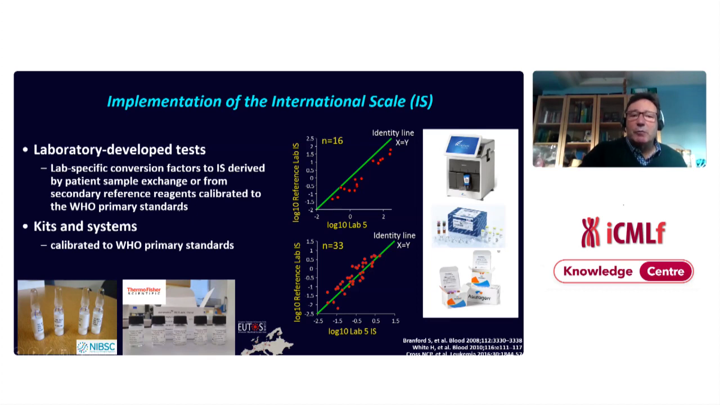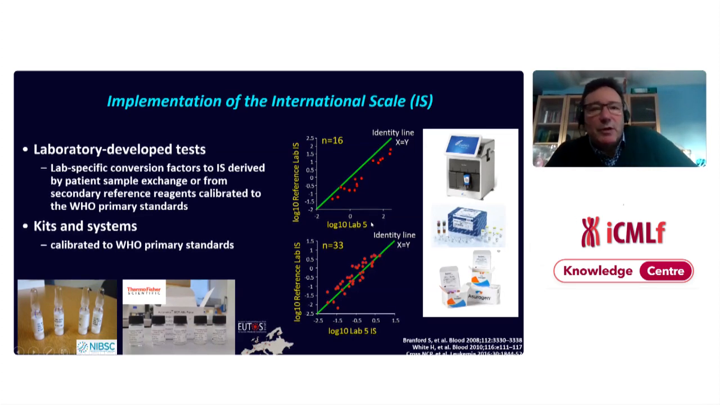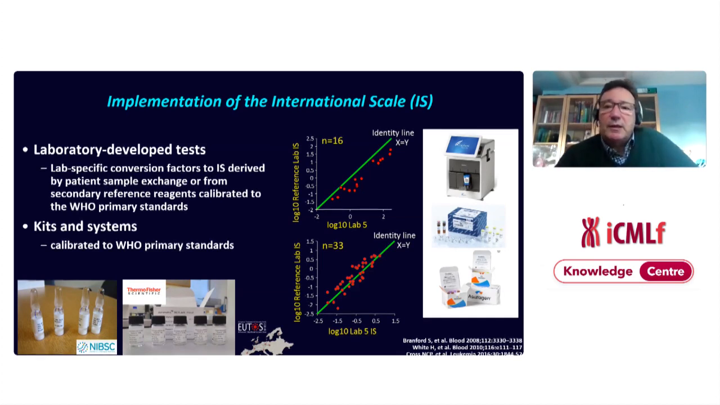More recently in Europe, we've been doing this using calibrated secondary reference reagents that are calibrated to the WHO primary standards. We developed the WHO standards, freeze-dried cells, about 10 years ago. This is an example of a secondary panel calibrated to those standards, and this is the derivation of a conversion factor process. I haven't got time to go into it now. It works very well, but it is laborious and consequently expensive.